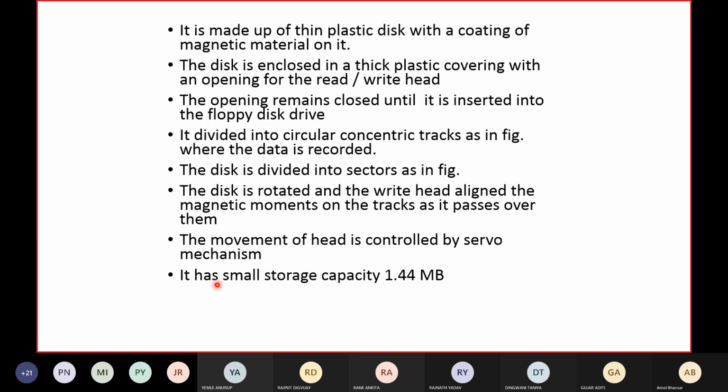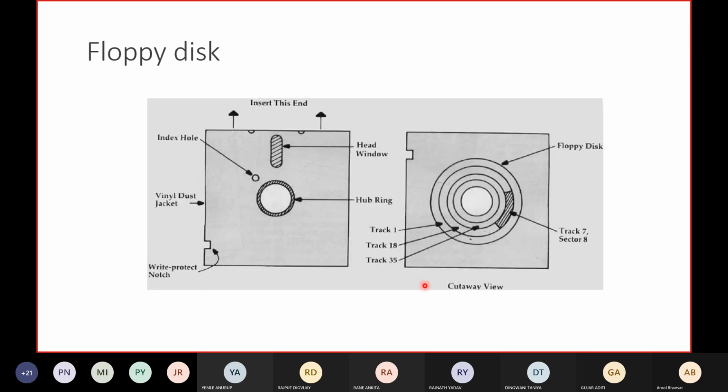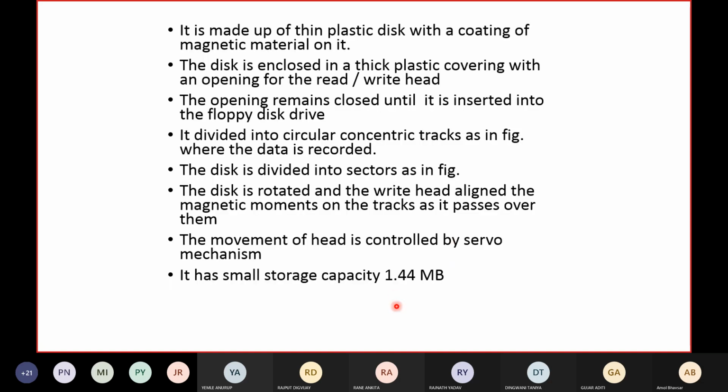It also has a small storage capacity, up to 1.44 MB. So earlier we were using this floppy disk for the storage of information. Maximum capacity is only 1.4 MB. This is very small actually, but you can store your Word file, Excel file on this disk. It is not used for anything that consumes a lot of data, such as movies or songs. Only documents could be stored on this earlier.